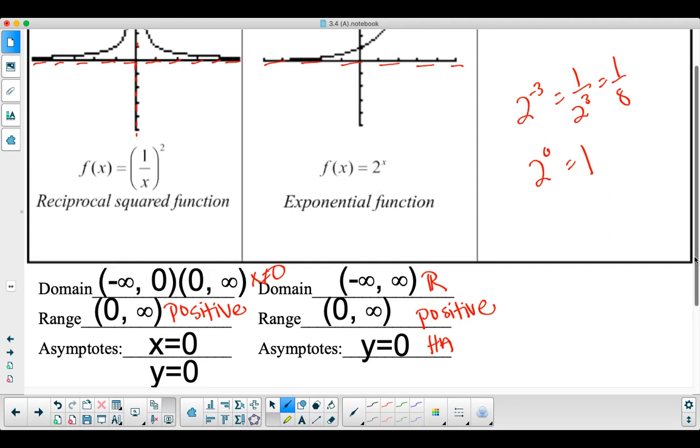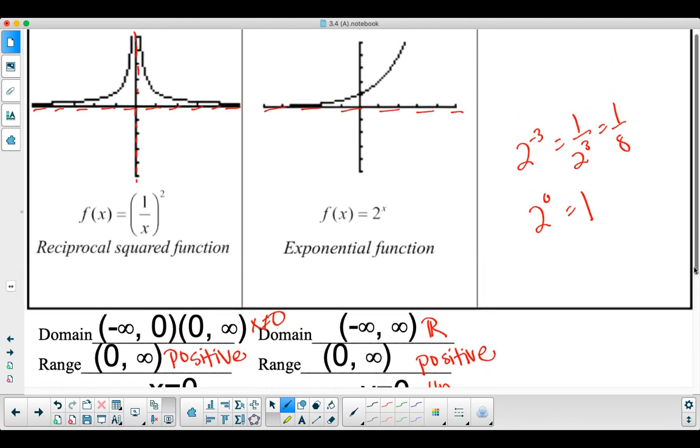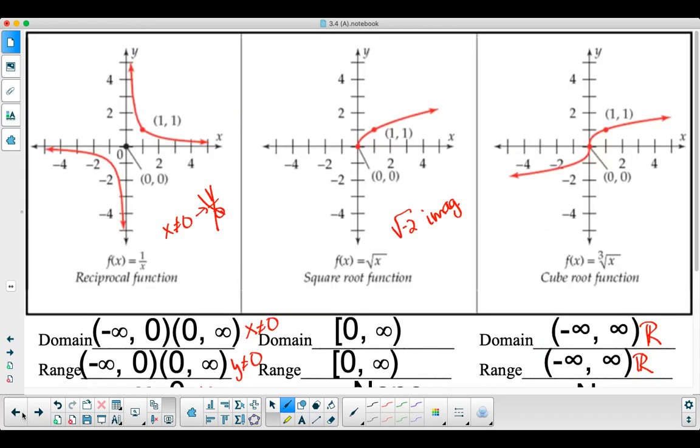All right, so that covers our parent functions. Again, you will see these reciprocal squared and exponential functions once in a while, but the previous 9 that we went over are the most common that you will see. And you'll see as we practice which ones show up the most often.